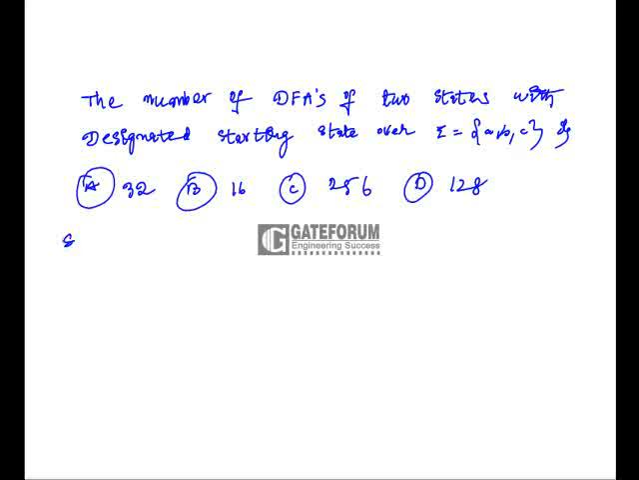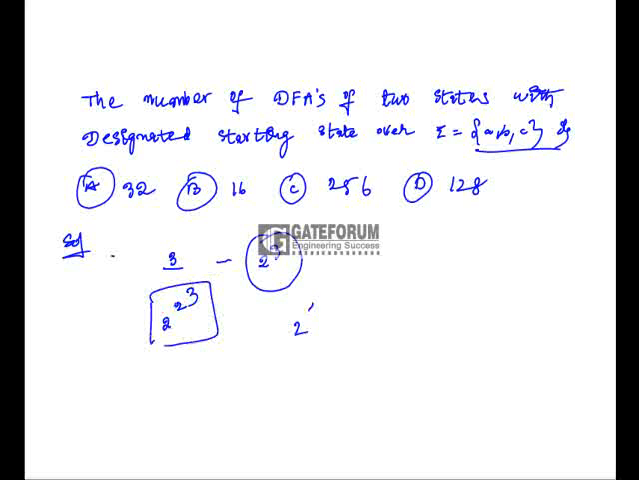So we need to find the total number of DFAs possible over sigma equal to {a, b, c}. The number of inputs is 3. We can have 2 power 3 combinations, but if we use two states we can have a maximum of 2 power 3 number of DFAs, that is 2 power 8, 256 DFAs are possible.